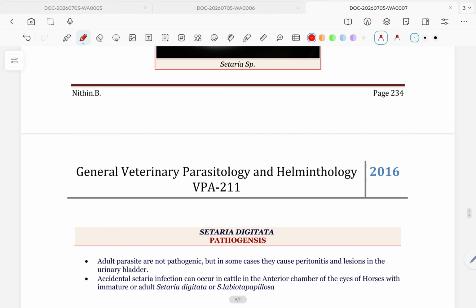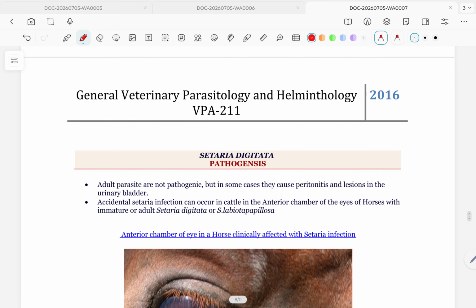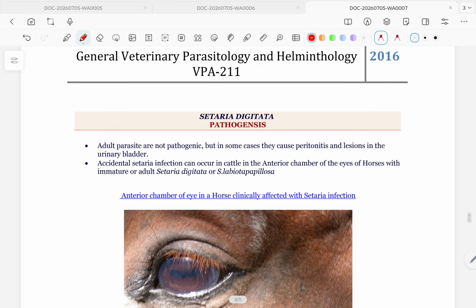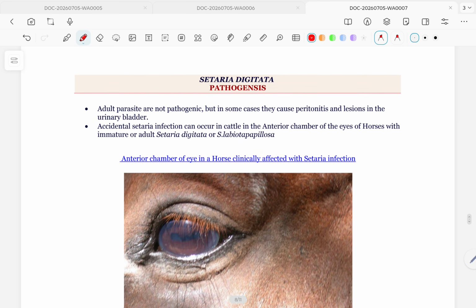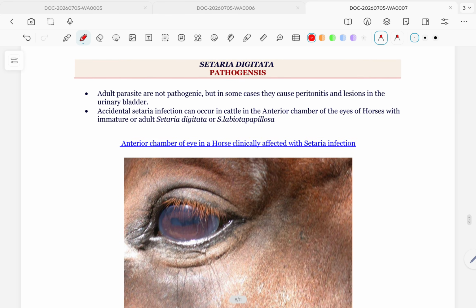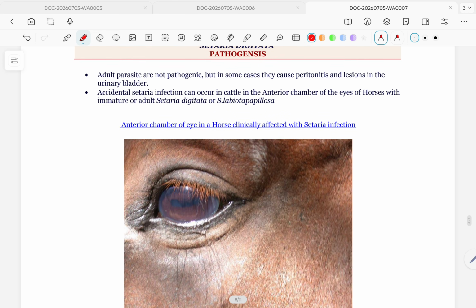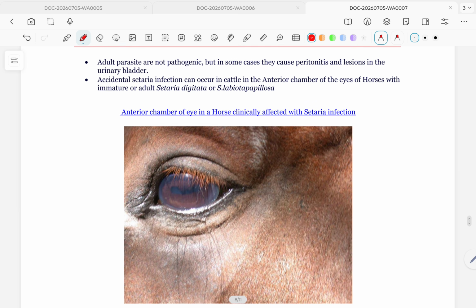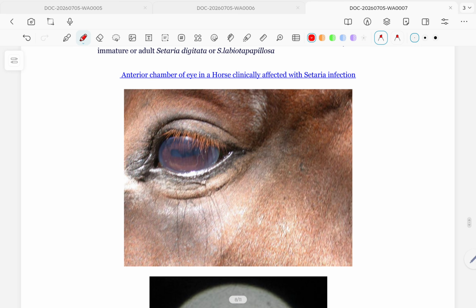Setaria digitata pathogenesis. Adult parasites are not pathogenic, but in some cases they cause peritonitis and lesions in the urinary bladder. Accidental Setaria infection can occur in the anterior chamber of the eye of horses, with immature or adult Setaria digitata or as Setaria labiatopapillosa. Anterior chamber of the eye in a horse clinically affected with Setaria infection.